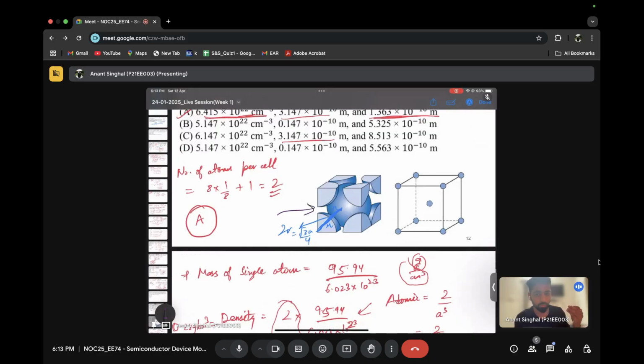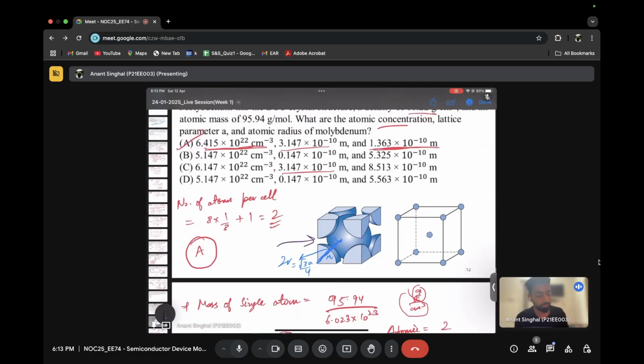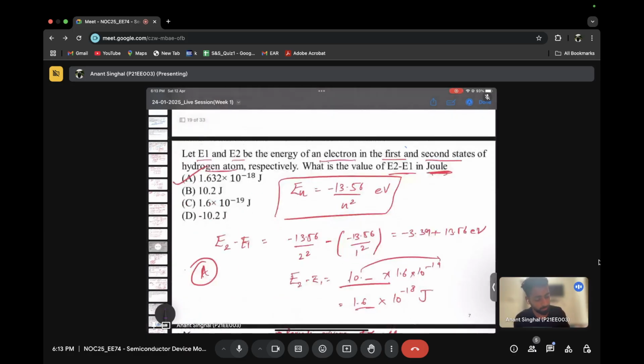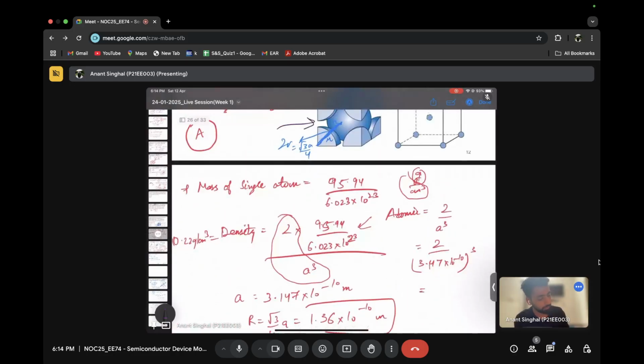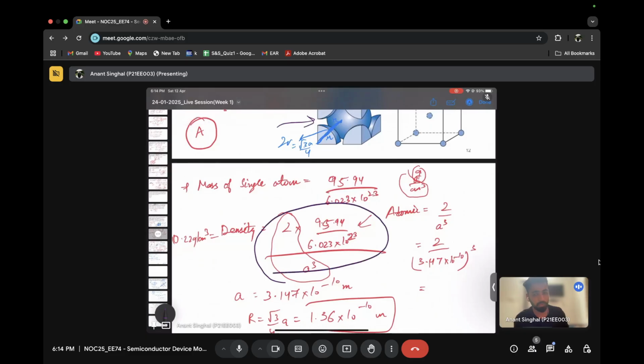This should be written in your mind: just by looking at it, oh, it is BCC, so the number of atoms per unit cell is nothing but two. It should hit your mind as soon as you see BCC. Similarly, if you see FCC, it should hit your mind that it's 4. Then, the density formula is again very basic.